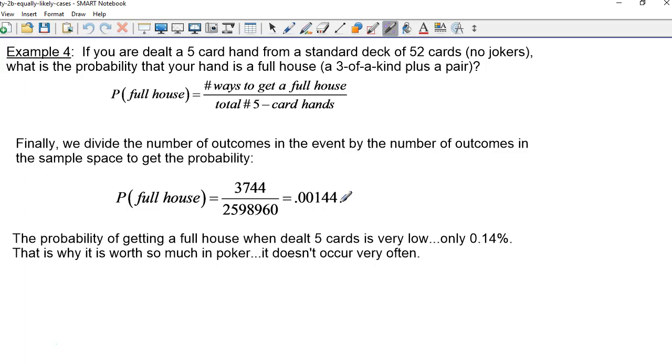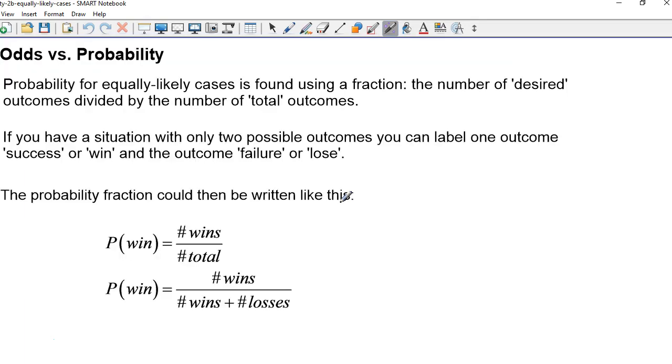Alright, so that example was about the very limit of the hardest kind of equally likely case probability we would have. Something where it requires multiple strategies to count the numerator and the denominator. But really all 4 examples you can see are kind of the same structure, right?